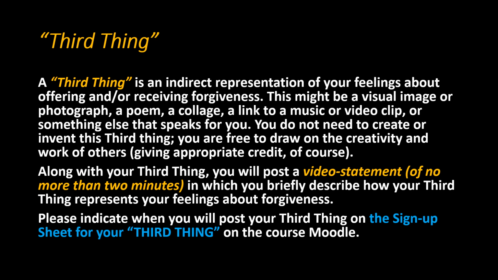And now finally, what is this third thing all about? Okay, a third thing is going to be an indirect representation of your feelings about offering or receiving forgiveness. It might be a visual image or a photograph, a poem, a collage, a music or video clip, or something else that has really spoken to you. So it's a third thing that represents a feeling that's out there. You don't need to create or invent this. You are free to draw on the creativity and work of others, giving appropriate credit, of course.